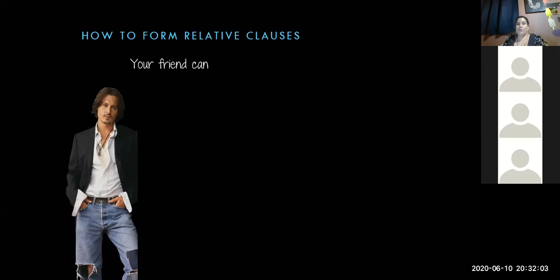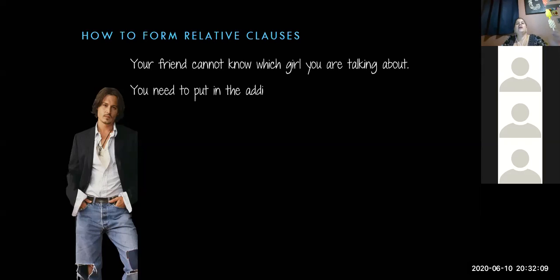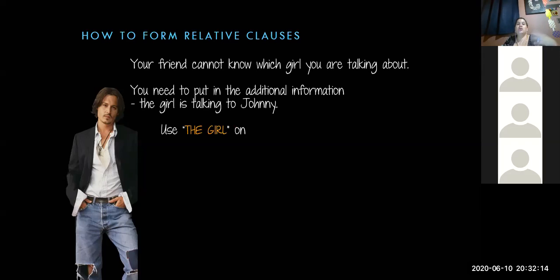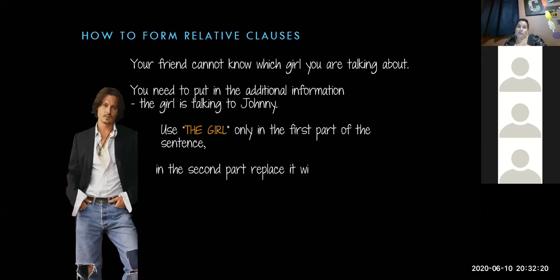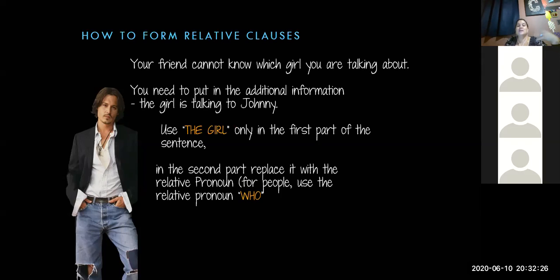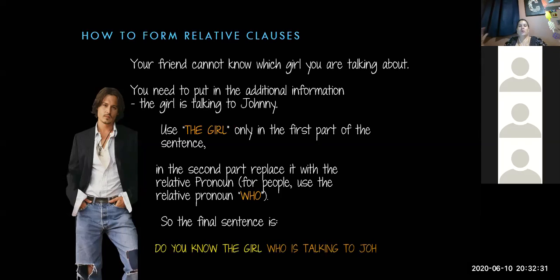Who, because it's talking about a person, right? Your friend cannot know which girl you're talking about, so you need to put in the additional information: the girl is talking to Johnny. So you use "the girl" only in the first part of the sentence. In the second part, you replace it with the relative pronoun. The relative pronoun for people is who, okay? So the final sentence would be, do you know the girl who is talking to Johnny? So every time we want to ask about or relate to people using a relative clause, we're always going to use who, okay?